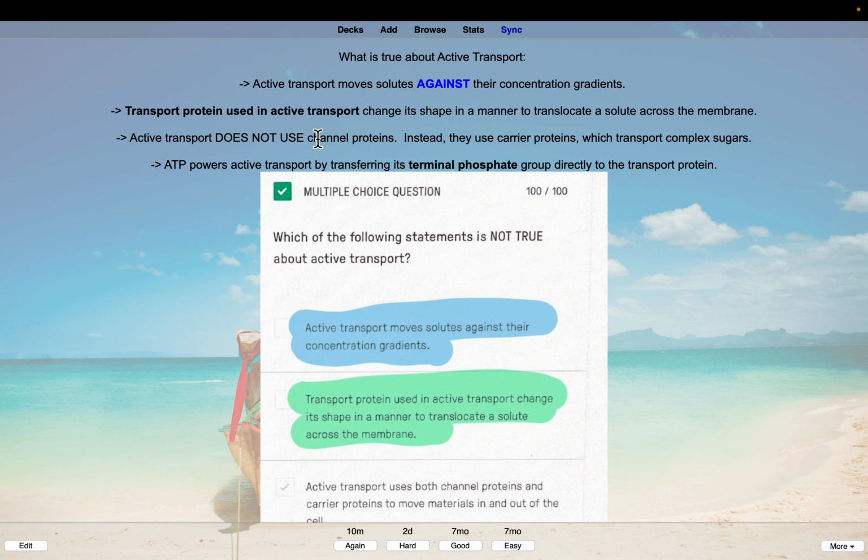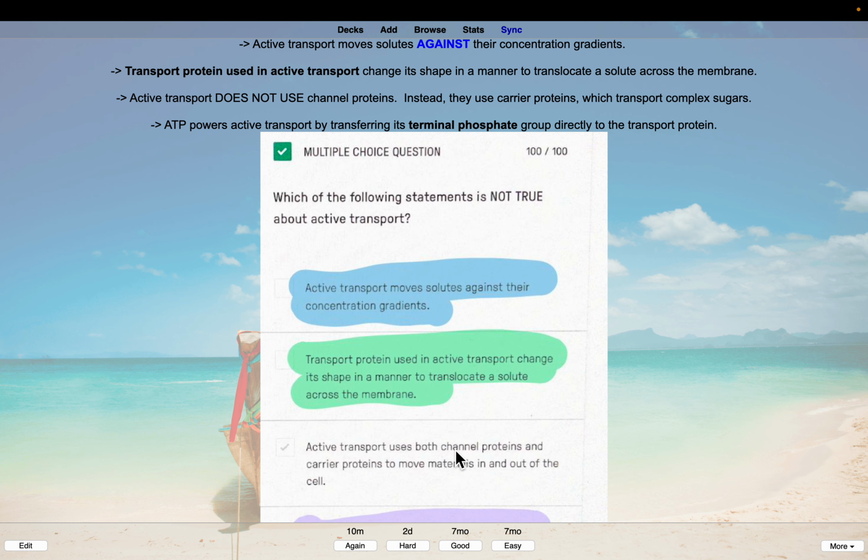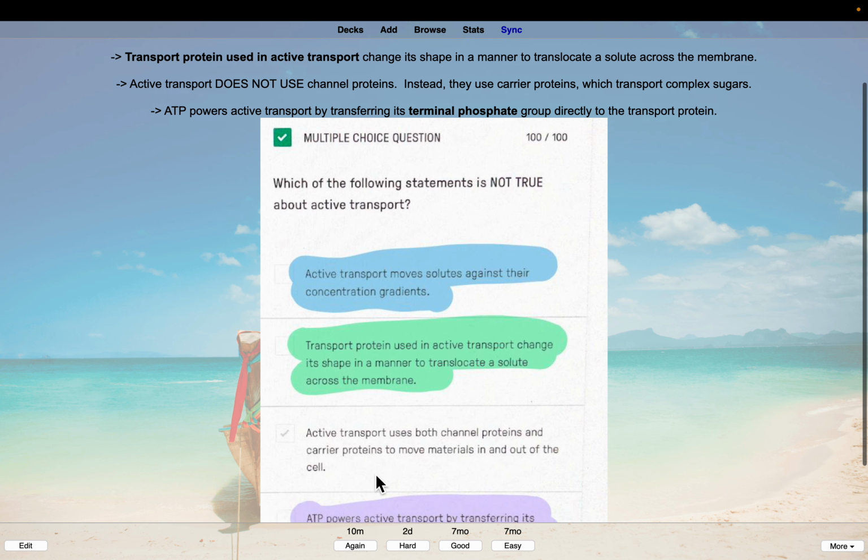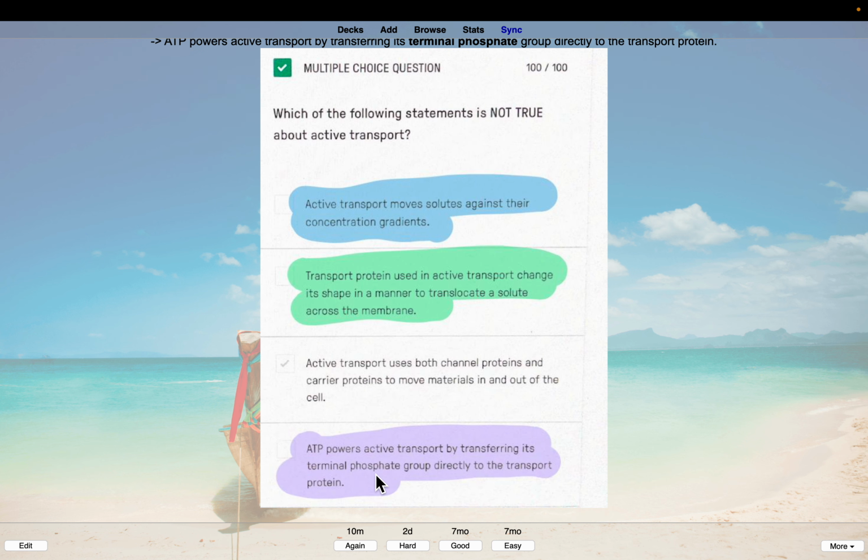Active transport does not use channel proteins. Instead, they use carrier proteins, which transport complex sugars. And ATP powers active transport by transferring its terminal phosphate group directly to the transport protein. So what is false here? Well, this is false because, again, active transport does not use channel proteins, only carrier. Every other statement here is true, and it's already typed here.